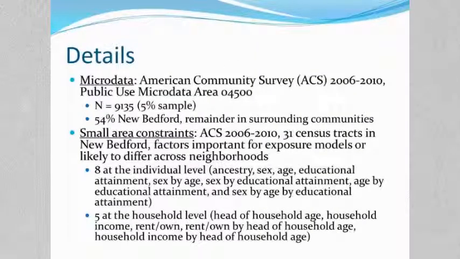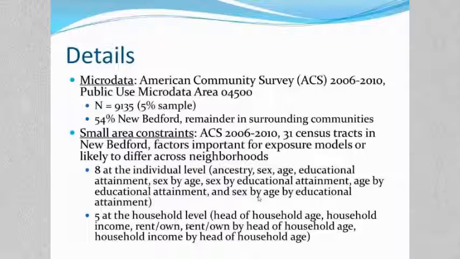The data we used are from the American Community Survey. This is from the U.S. Census, and we took the most recent 5-year American Community Survey, where you can get a 5% sample of the population. So this was about 9,000 and change people from New Bedford and surrounding communities. And then we applied a number of constraints that were available at the census tract level, individual variables that you could get for census tracts in New Bedford, some for individuals, some for households.